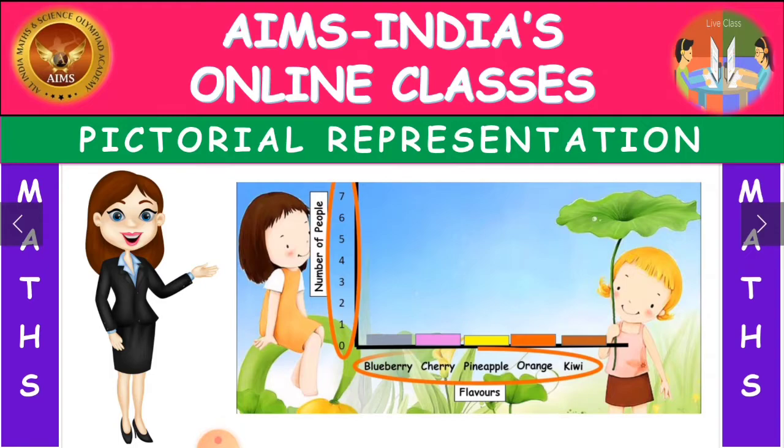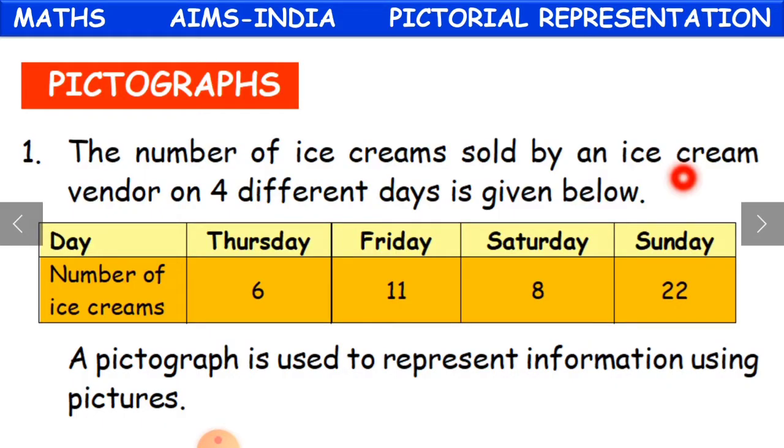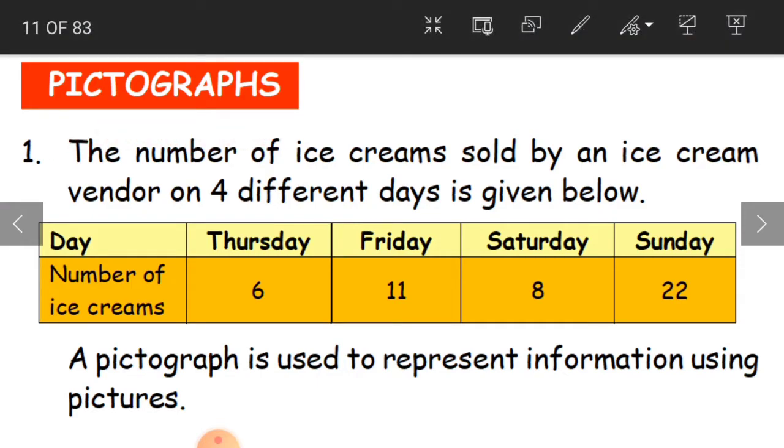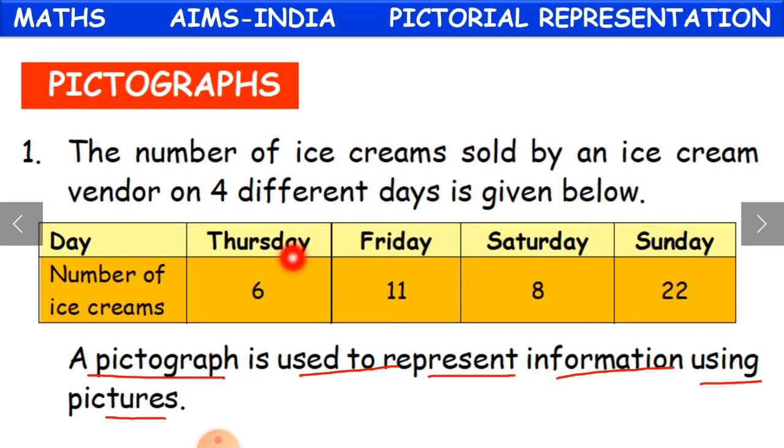So from our chapter Pictorial Representation, we are now going to learn about pictographs. What are pictographs? A pictograph is used to represent information using pictures. Yes, like for example, we have learned in the previous class how to represent our information in the form of a table or a list.